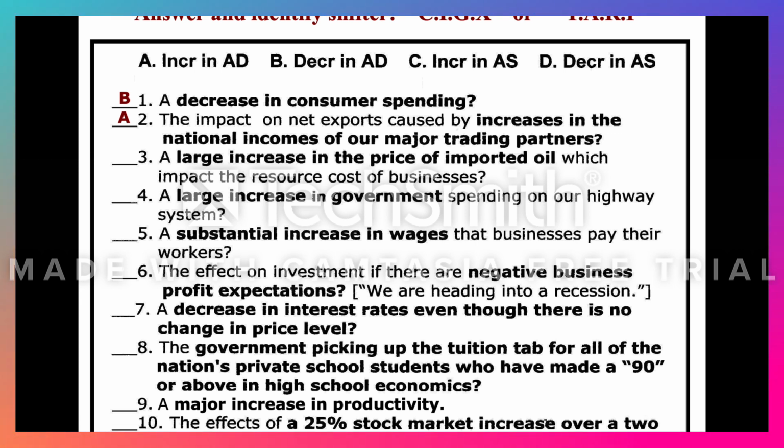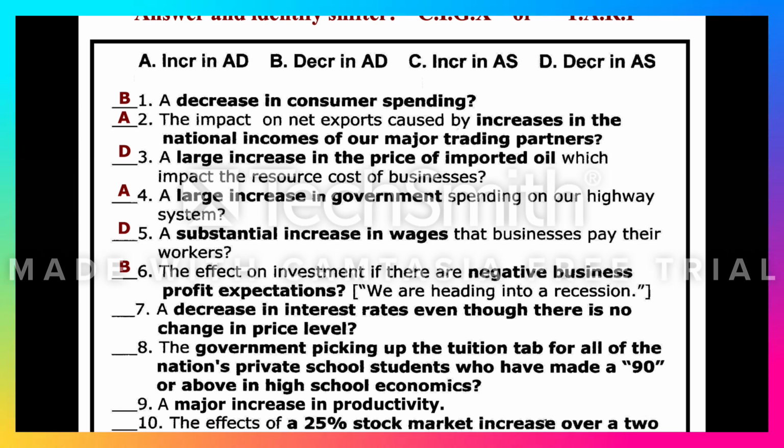Next, increase in the price of imported oil. Well, that's going to be D. It's going to shift aggregate supply to the left. Number 4, large increase in government spending on infrastructure, of course, is A, increase in aggregate demand. Wages. So, like number 3, wages will be D, decrease in aggregate supply. Number 6. If business thinks we're heading into recession, they're going to pull back their spending. Investment spending is most volatile, so that would drop and we'd have a decrease in aggregate demand.